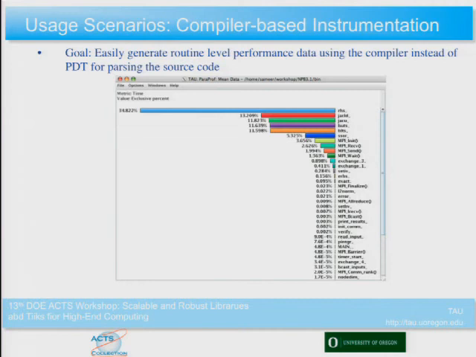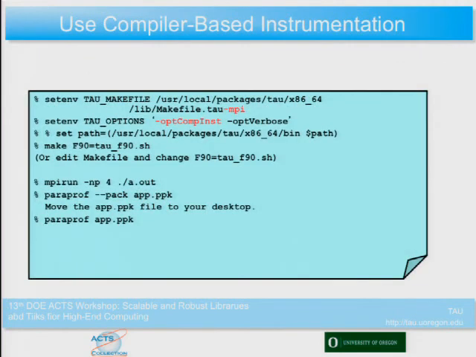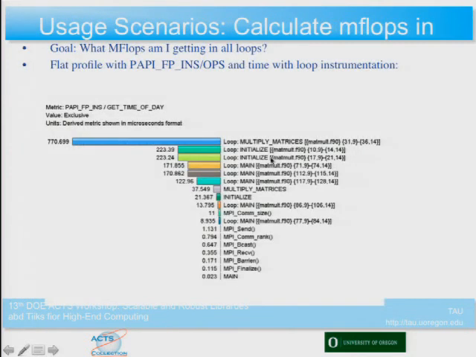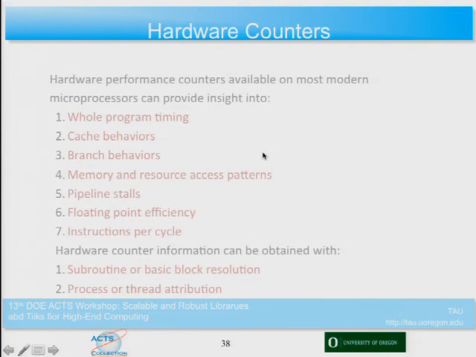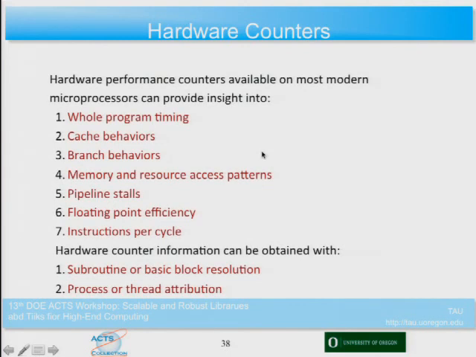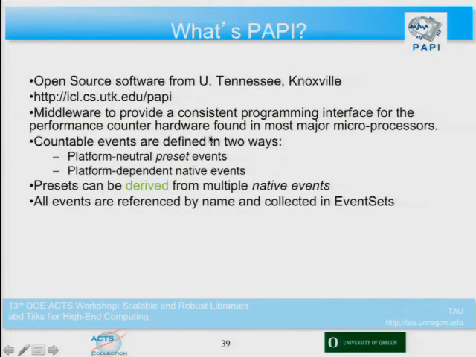To use compiler-based instrumentation, I use this opt-comp-inst option. I can even compile it with loop-level instrumentation and measure flops. How do I do that? Well, floating point operations are counts that I can measure with this package called PAPI. It can measure a range of different types of processor events. And this package is a middleware from University of Tennessee at Knoxville.